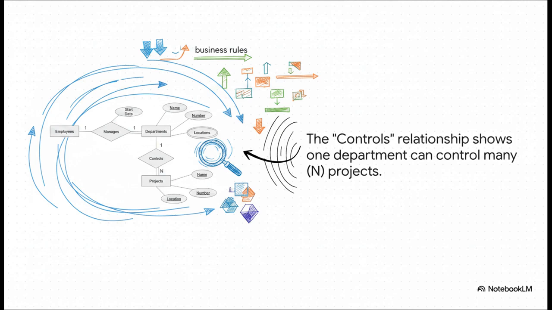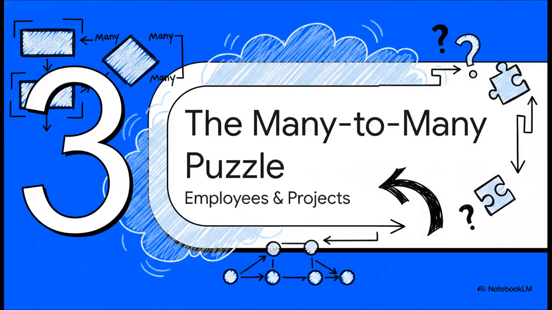Our diagram now visually screams the rule. One department can control many projects. It's becoming a real blueprint. All right, section 3. Now we get to a really common scenario, but one that can be kind of tricky.